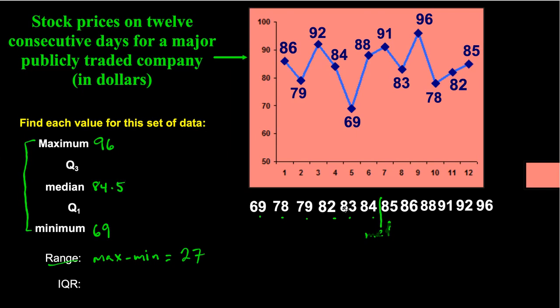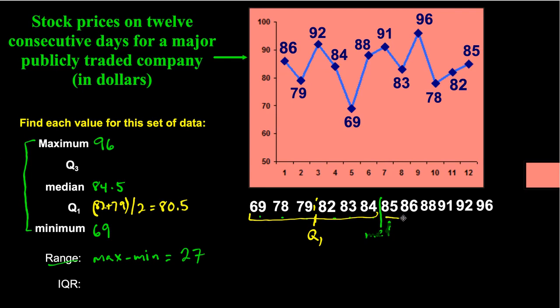And then our lower half of data has 6 values. So again, we're not going to have a quartile that is a data value, but the middle of this set of data is going to be the average of 79 and 82. That would be the median of the lower half of data. So 82 plus 79 over 2. And that gives us 81 and a half. I'm sorry, 80 and a half.